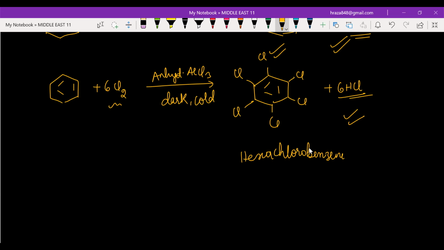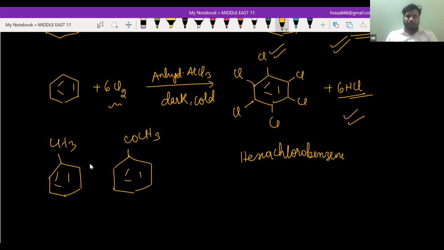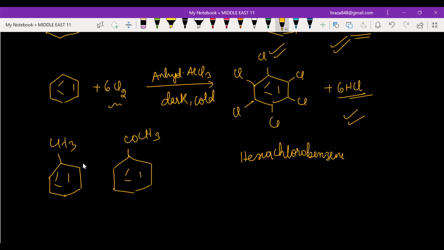So does this reaction come under Friedel-Crafts acylation? No, this is not Friedel-Crafts acylation. For Friedel-Crafts acylation, you have to add an acyl group, that is COCH3. And for alkylation, you have to add an alkyl part, that is CH3. Yes, sir. So, sir, this is halogenation, right? You can say halogenation.